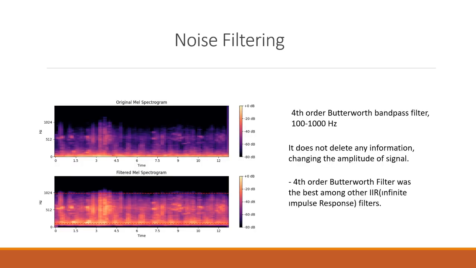I use a fourth order Butterworth bandpass filter which filters from 100 Hz to 1000 Hz. If you remember from the time shifting process, there was noise when the time shifting process occurred. To avoid the noise, I filtered the sample after the time shifting process. The Butterworth filter does not delete any information from the sample. It basically changes the amplitude of the signal.